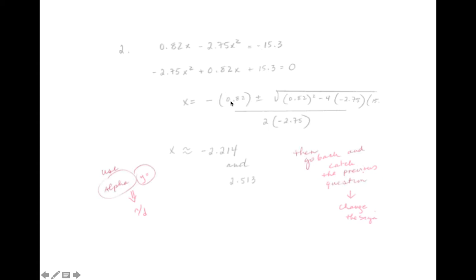Plop in the 0.82 for the b. You have 4 times negative 2.75. This should be a 15.3. I think when I took the scan of it, the 0.3 got knocked off. And then we have 2 times a down on the bottom. Now in this one, we're going to be using a calculator.